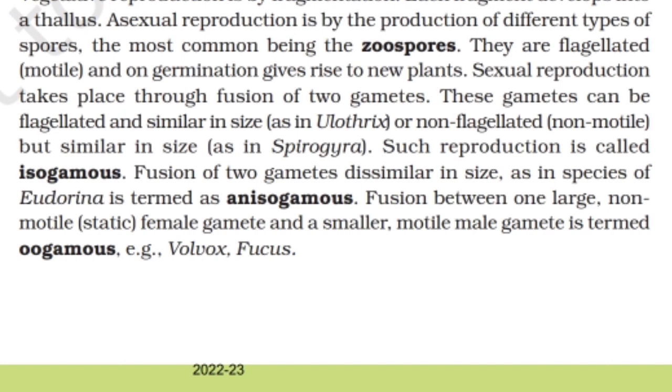Sexual reproduction takes place through fusion of two gametes. These gametes can be flagellated and similar in size as in Ulothrix, or non-flagellated non-motile but similar in size as in Spirogyra. Such reproduction is called isogamous. Fusion of two gametes dissimilar in size as in species of Eudorina is termed anisogamous. Fusion between one large, non-motile (static) female gamete and a smaller, motile male gamete is termed oogamous.